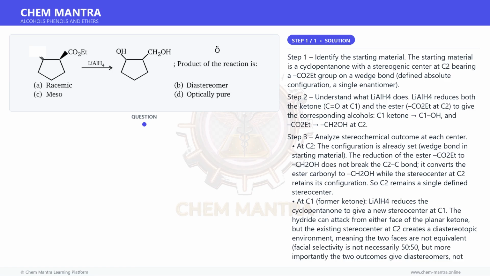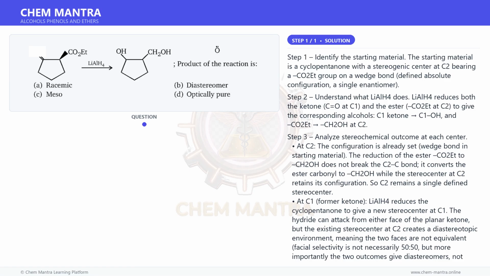At C1, the former ketone, LiAlH4 reduces the cyclopentanone to give a new stereocenter at C1. The hydride can attack from either face of the planar ketone, but the existing stereocenter at C2 creates a diastereotopic environment, meaning the two faces are not equivalent. Facial selectivity is not necessarily 50-50, but more importantly the two outcomes give diastereomers, not enantiomers.